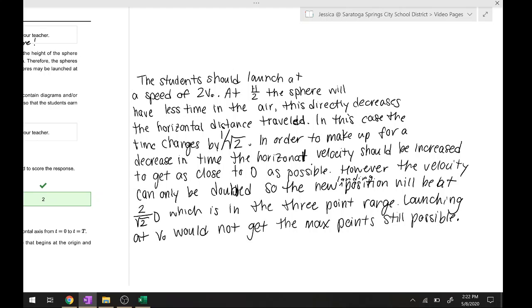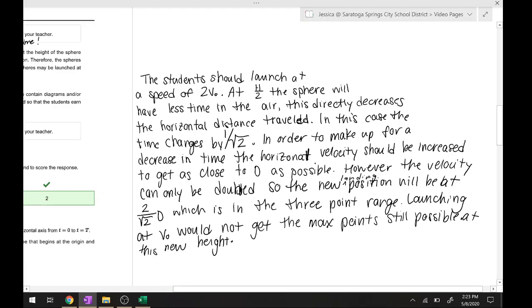So let me just read through this again and see if it makes sense. The student should launch at a speed of 2v0. At h/2, the sphere will have less time in the air, and that directly decreases the horizontal distance traveled. In this case, the time changes by 1 over the square root of 2. In order to make up for a decrease in time, the horizontal velocity should be increased to get as close to d as possible. However, the velocity can only be doubled, so the new landing position will be at 2 over the square root of 2d, which is in the 3-point range. Launching at v0 would not get the maximum points still possible. Let's say at this new height.